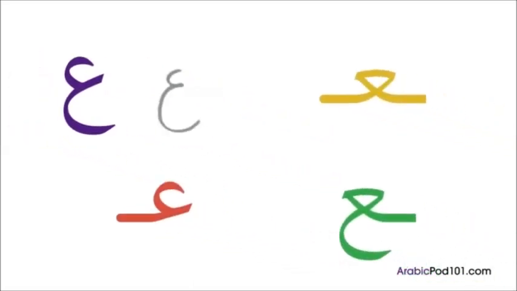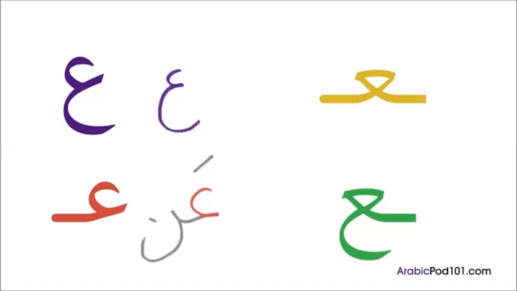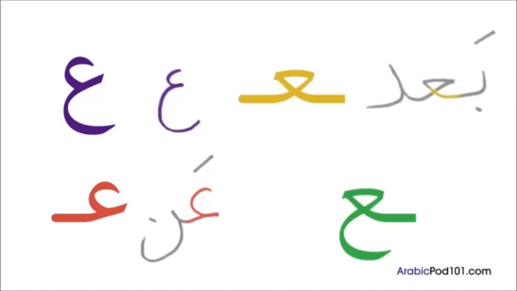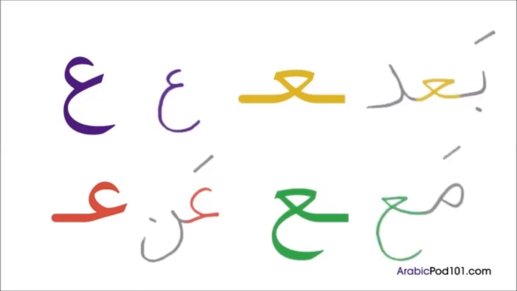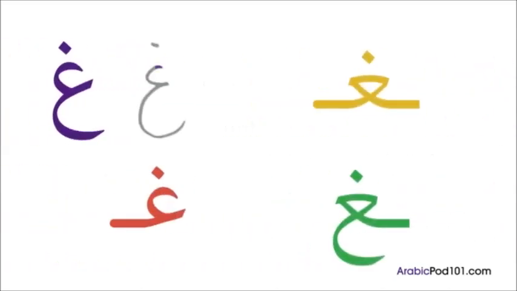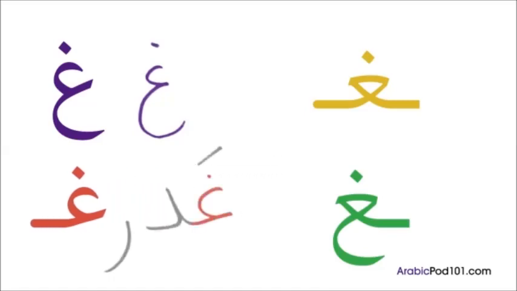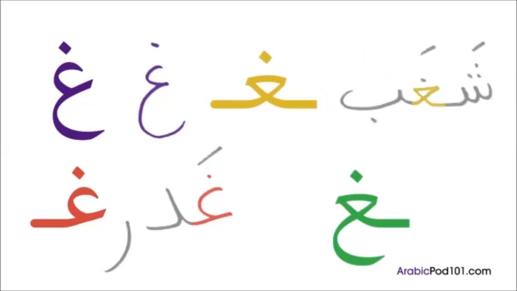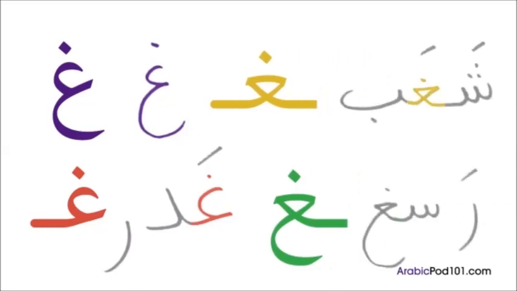And now here are the letters we learned last lesson. Ayn and ghain. First, let's review Ayn. Isolated, initial, medial, final. Finally, let's see ghain one more time. Isolated, initial, medial, final.